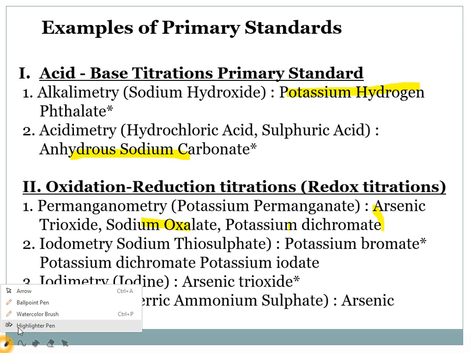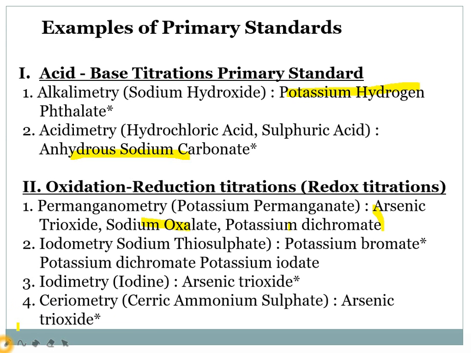Iodometry is the titration in which the titrant is sodium thiosulfate, and the primary standards are potassium bromate, potassium dichromate and potassium iodate. In case of iodimetry, titration with iodine, the primary standard is arsenic trioxide, and this same will be the standard for cerimetry, that is the titration with ceric ammonium sulfate. We are using the primary standard as arsenic trioxide.